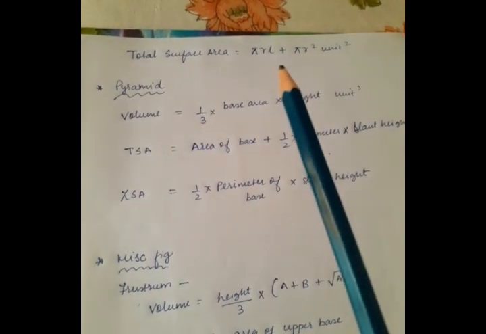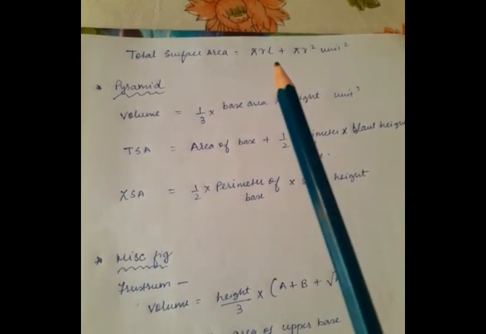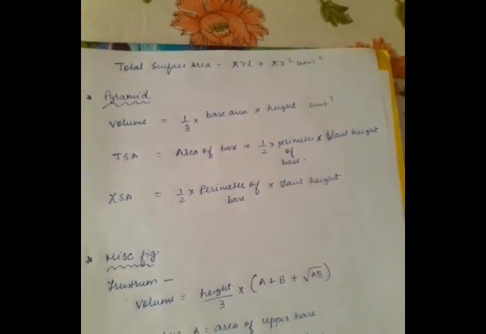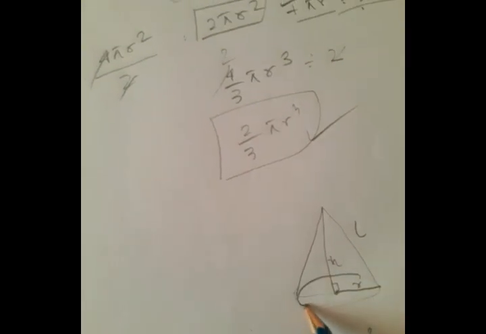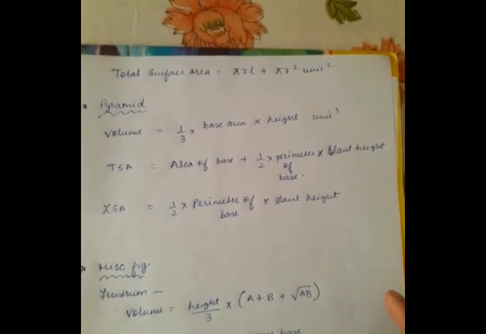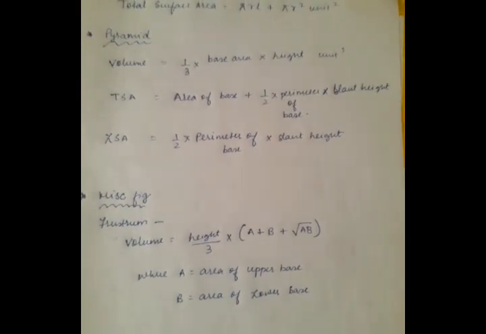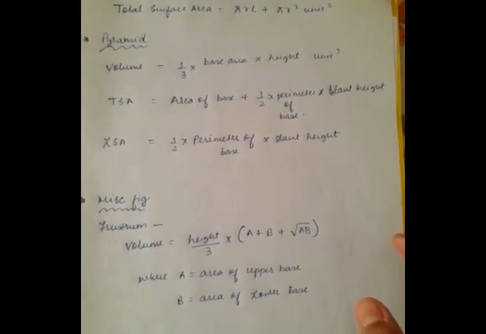The total surface area of the cone is pi r l plus pi r square, because this part, that is the area of the base circle, will be added to form the total surface area of this. So now let's move on to the next topic, that is pyramid.